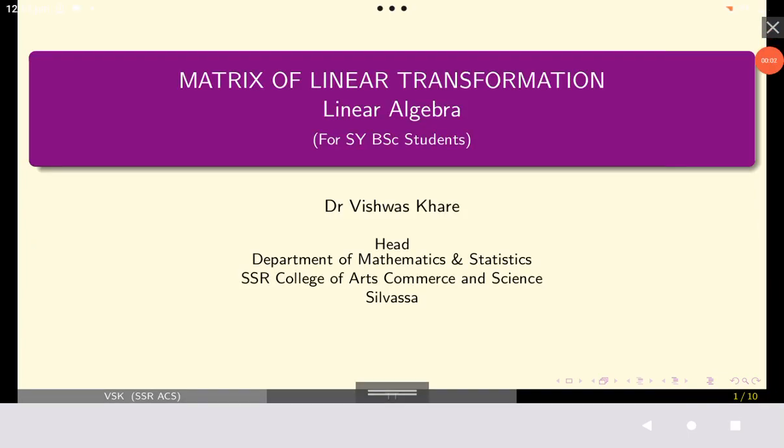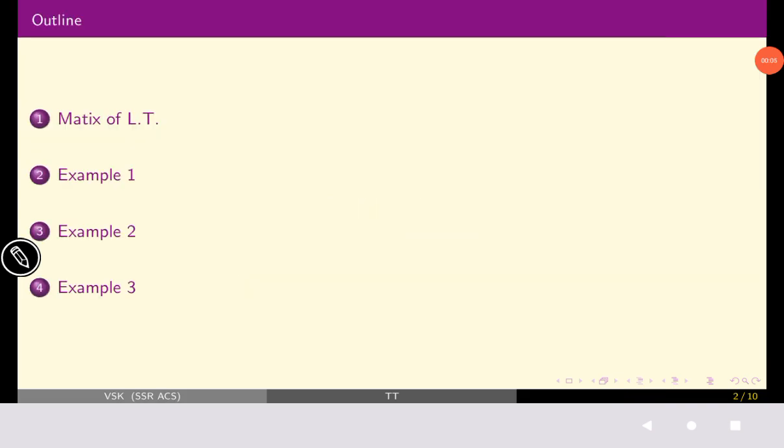The topic of this lecture is matrix of linear transformation. We'll cover these points in this lecture: matrix of linear transformation definition, example number 1, example number 2, and example number 3.